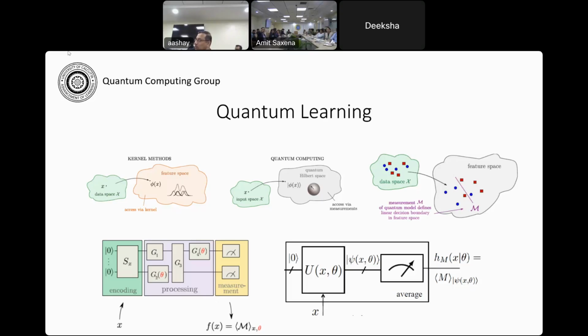Both work together to generate a measurement, and this measurement operation is across the basis. Suppose it's a binary classifier. In a binary classifier, you partition the feature space into two partitions. You can take one partition as basis 0 and the other as basis 1.